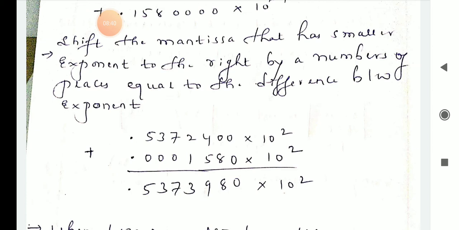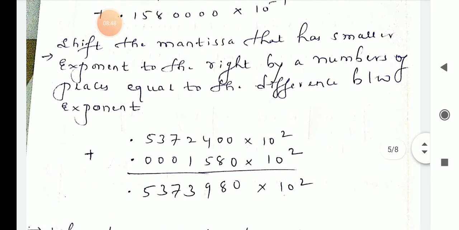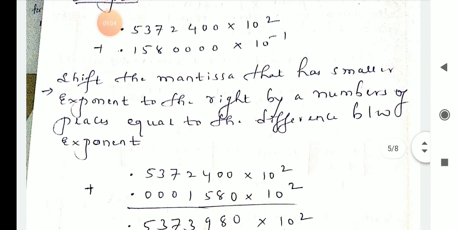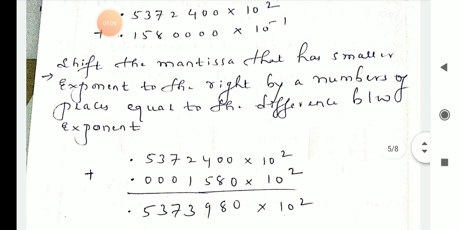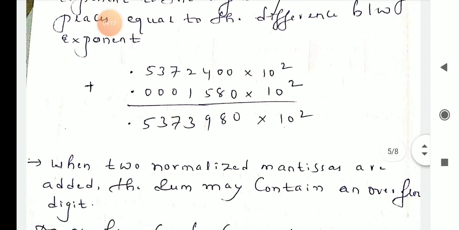Okay, so 0.53724 stays as it is, and you have to shift the second number, 0.0001580, by 3 digits. So the exponent goes from 10 raised to minus 1 up through 10 raised to 0, 10 raised to 1, and 10 raised to 2. So you get 0.0001580 multiplied by 10 raised to 2. Now the exponents are equal, so you can add them, and this is the answer.